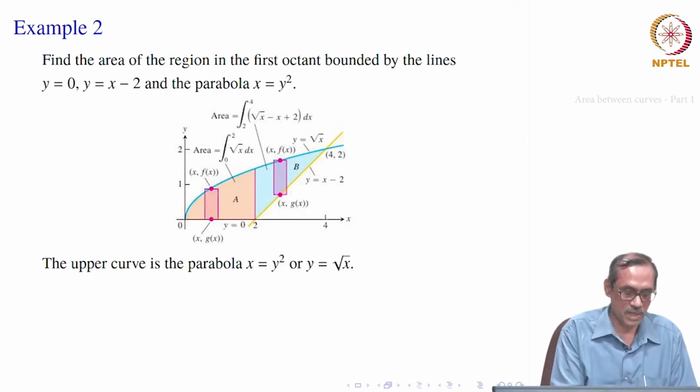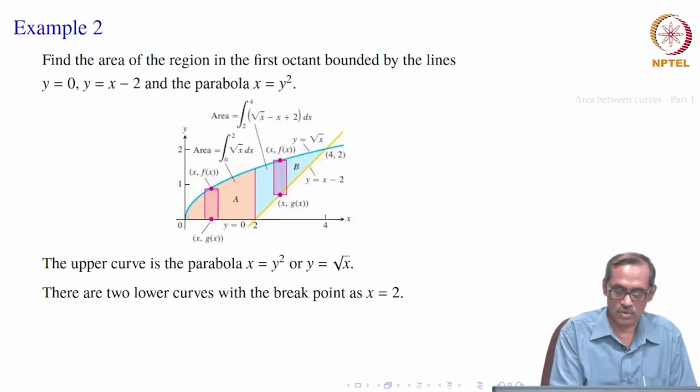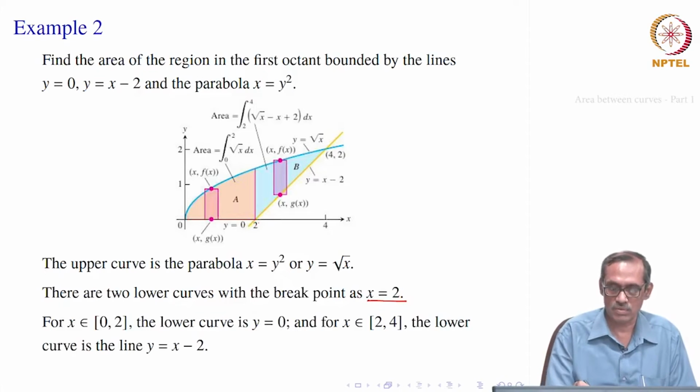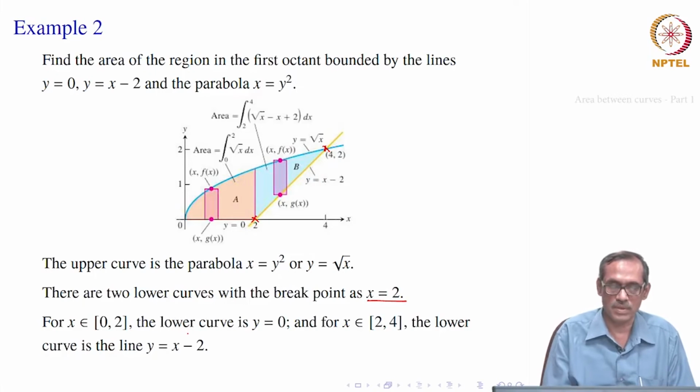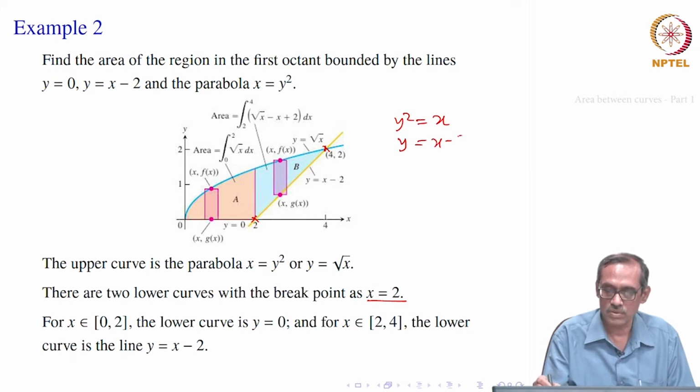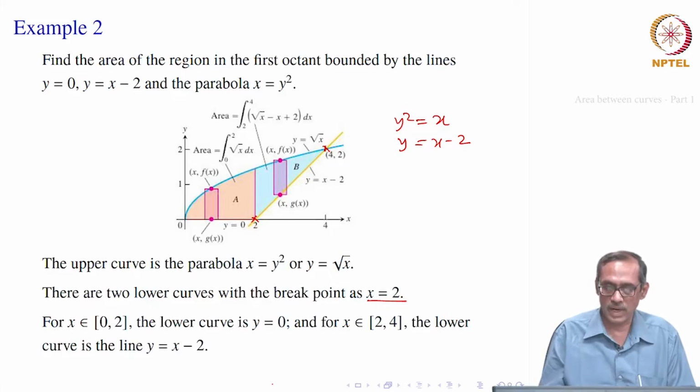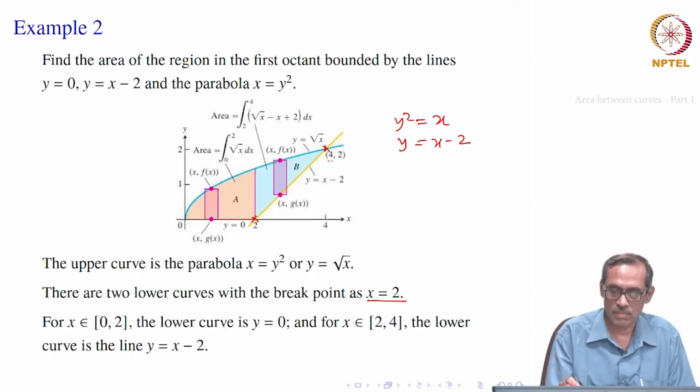So, now we have the upper curve as root x and it has two lower curves with a breakpoint at x equal to 2, that is what we mentioned. So, x now belongs to 0 to 4. You can get this 4 because it is the point of intersection where the blue and the yellow curves meet. That has to be found out, of course, algebraically, and that is easy. You have y square equal to x and another is y equal to x minus 2. If you solve them, you would get that the point is (4, 2).